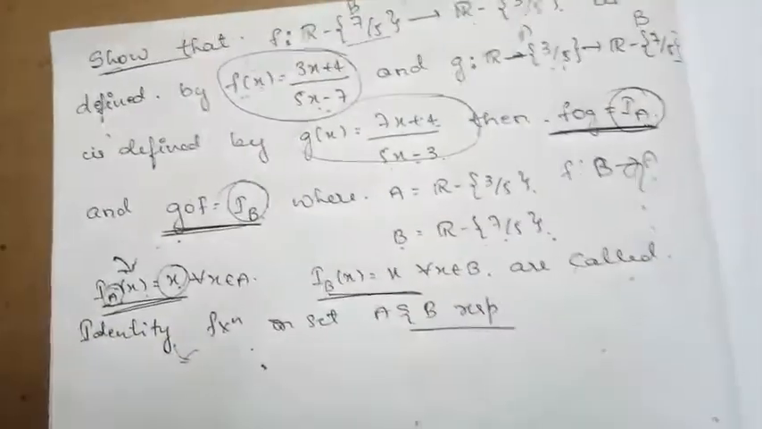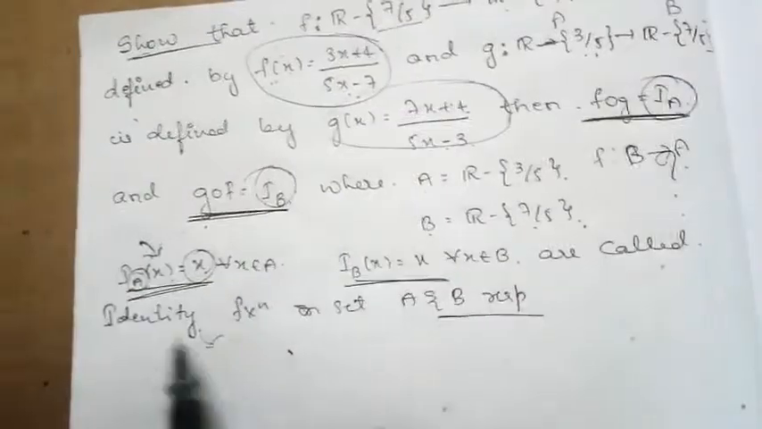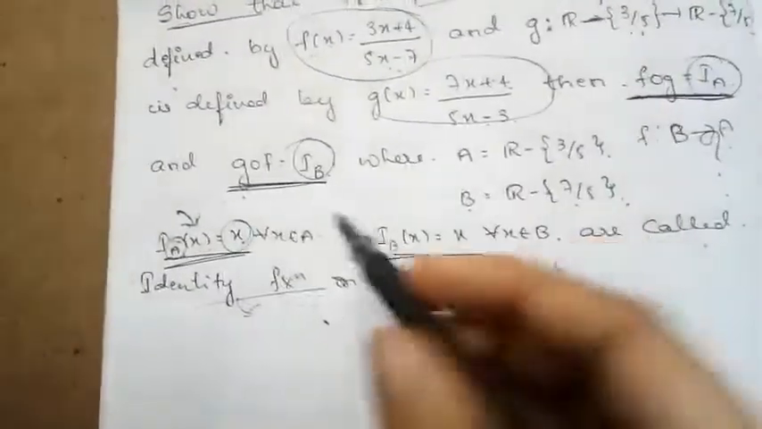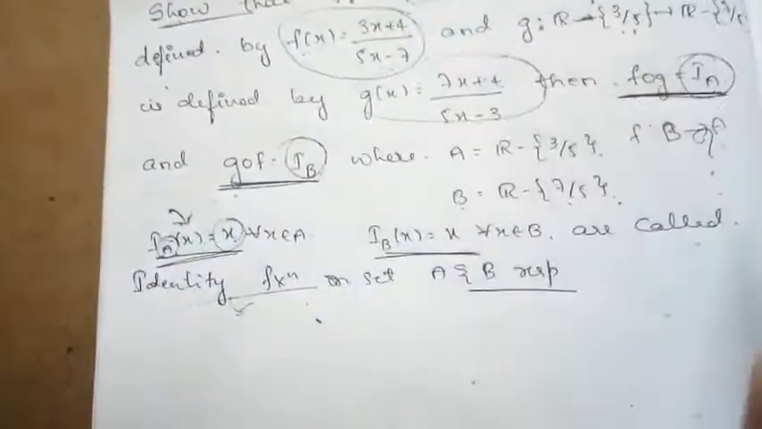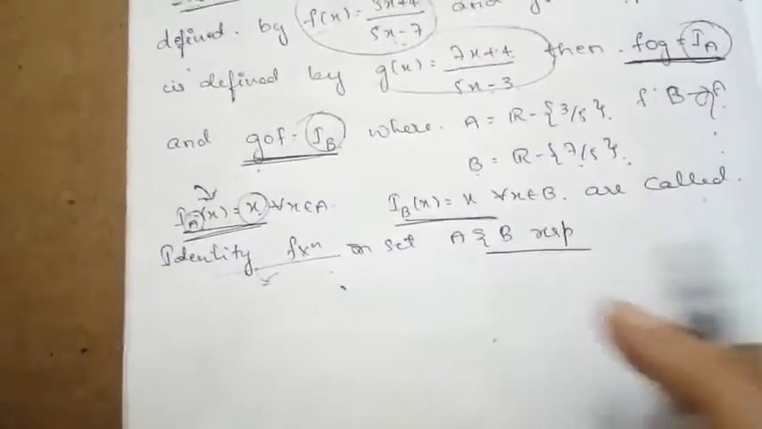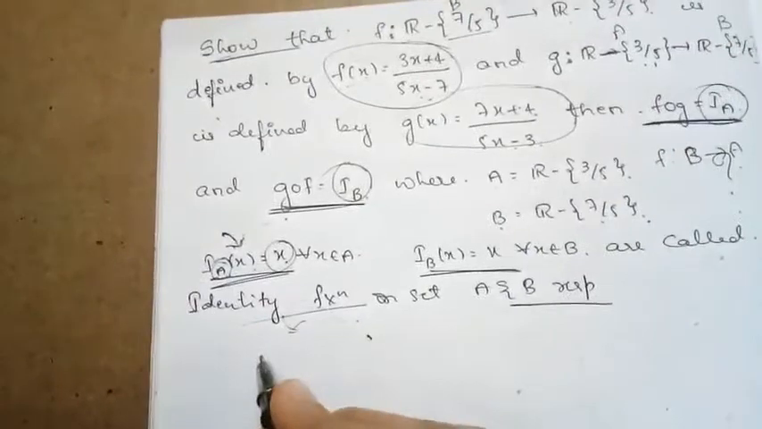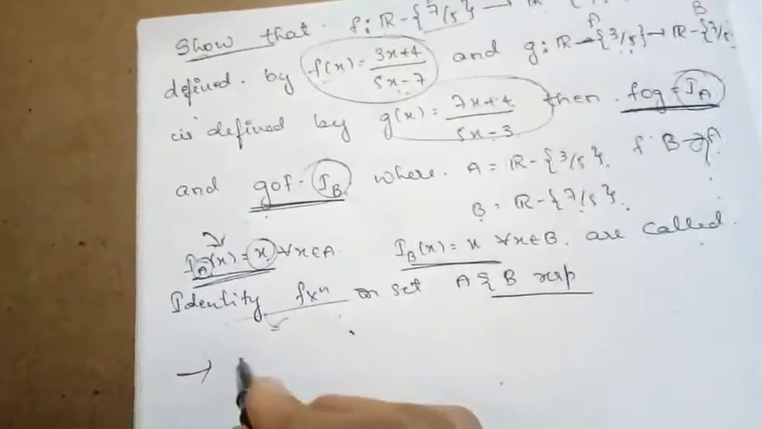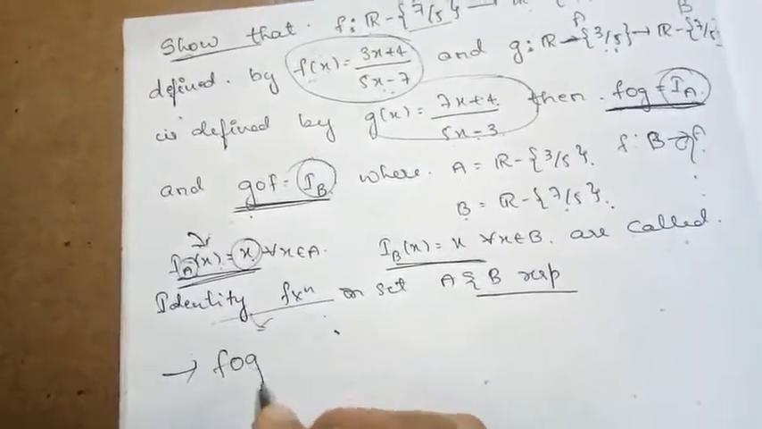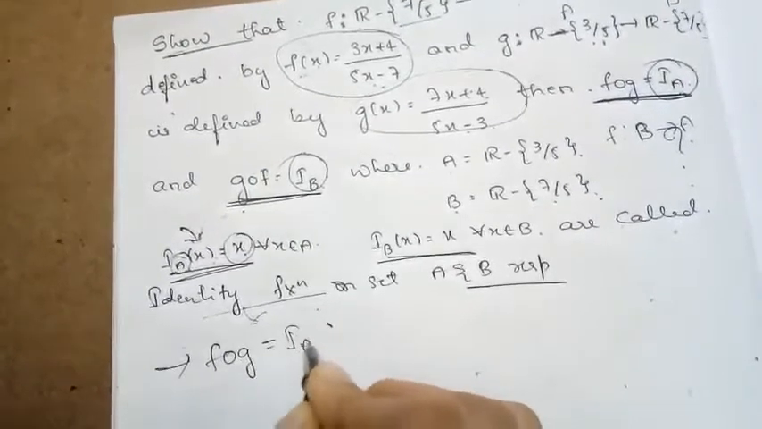Similarly for f of g is equal to IA. Identity function means that whatever you input, you are going to get the same value as an output. Now let us show that one by one. First, we need to show fog is equal to IA.